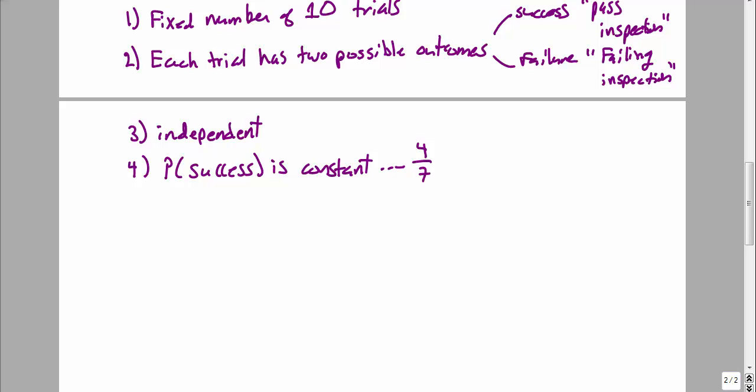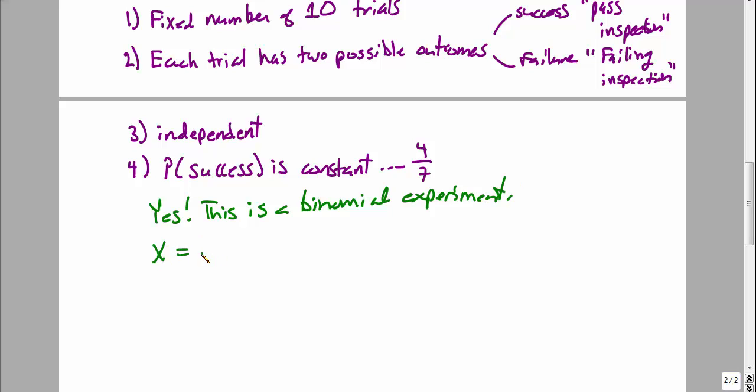So what we do now is we try and figure out some probability statements that I could write, and I define my random variable. So to summarize here, yes, this is a binomial experiment. Now when we say that it's a binomial experiment, then I can define the random variable x. X is equal to the number of restaurants out of 10 that pass inspection.